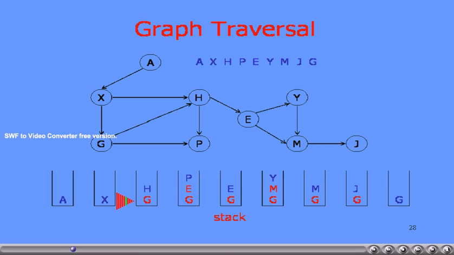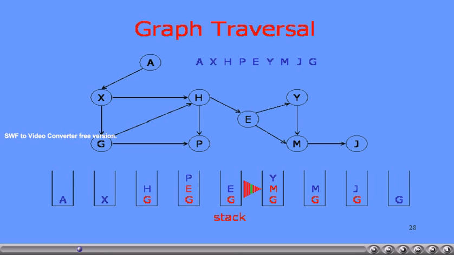Now the node X is popped out from the stack and it is marked as visited. Its two neighbors G and H are pushed into the stack. Now H is popped from the stack and its two neighbors E and P are pushed into the stack. Now P is popped out of the stack, it is made as visited, and its neighbors are supposed to be pushed into the stack. However, P doesn't have any neighbor to be pushed into the stack.